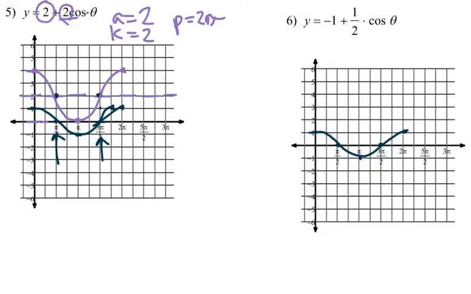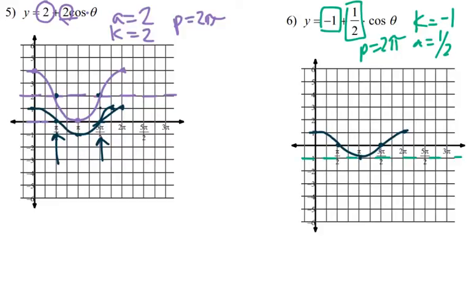Okay, number 6, same idea. Now I've got a midline of -1, an amplitude of 1/2, and my period stays 2 pi. So my midline shifts down to -1, which means that pi halves right here shifts down here, 3 pi halves shifts down here. So right here and right here. Then from here, I begin only half up with my amplitude. I end only half up, and in the middle at pi it goes down.